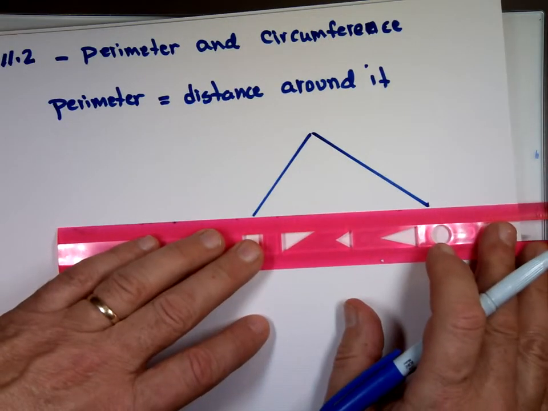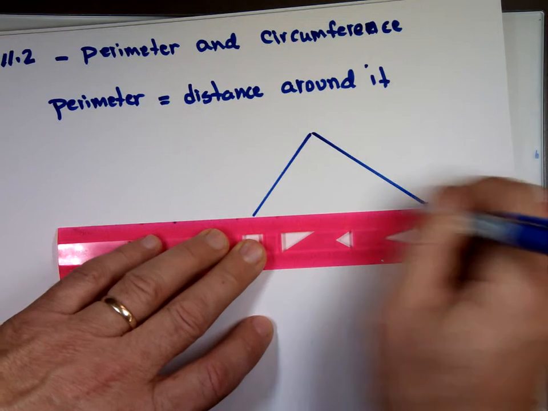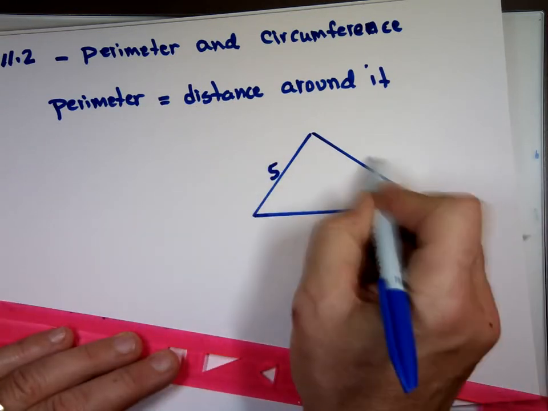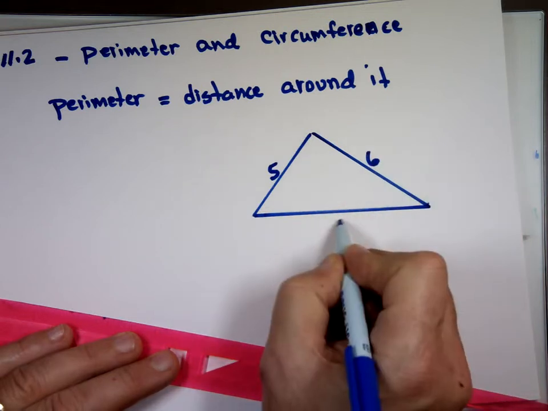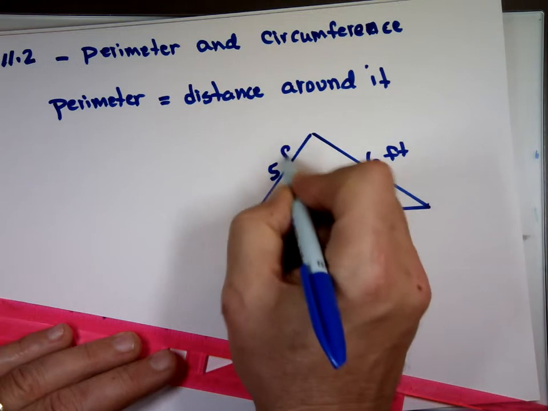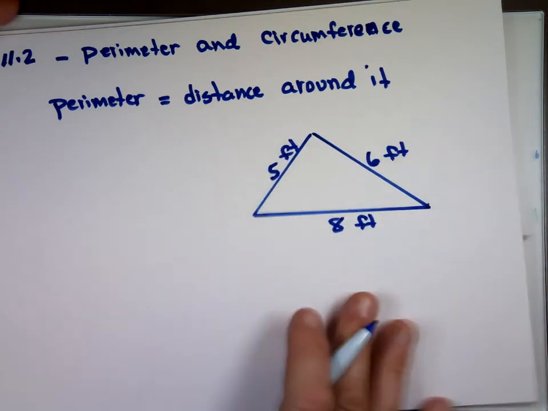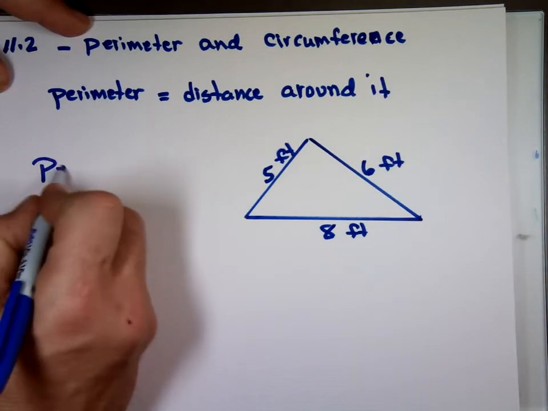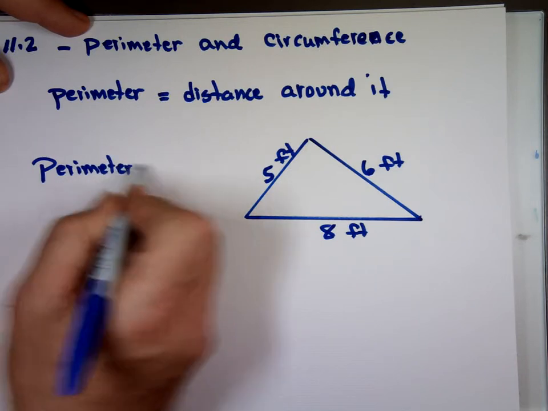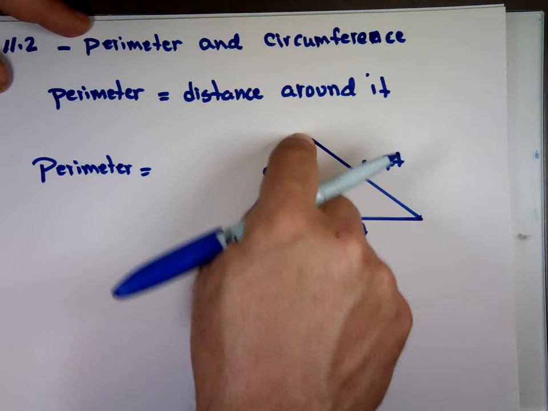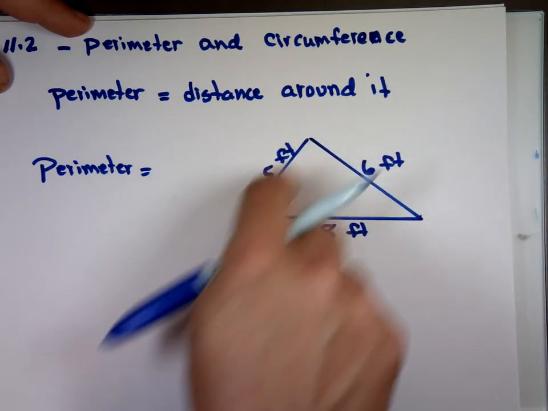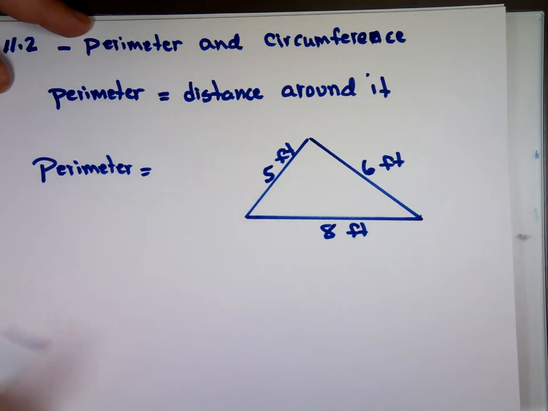There's a triangle. And I said, this distance is 5 feet. This is 6 feet, and this is 8 feet. What's the perimeter for that shape? If you were to get a fence to put on the outside of this shape, on the edge of that, how many feet of fencing do you need?